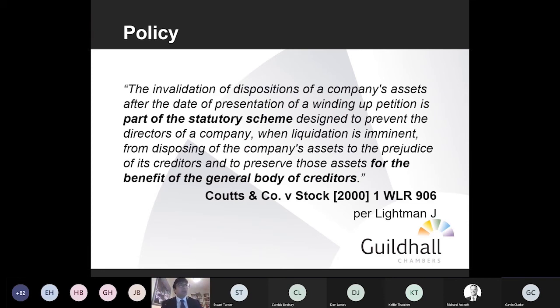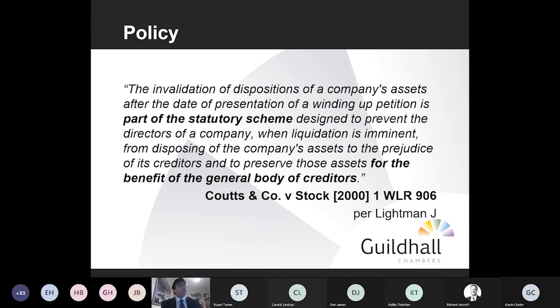Once the winding up petition is presented, the company is moving closer towards potential formal insolvency, and so section 127 in essence flips the burden. Any disposition of property entered into by the company, irrespective of whether or not it was for full value or whether or not it could be said to be a preference, is treated as void. It's then for the beneficiary of the disposition, usually the recipient, to try and persuade the court that it's appropriate for that transaction nevertheless to be blessed.